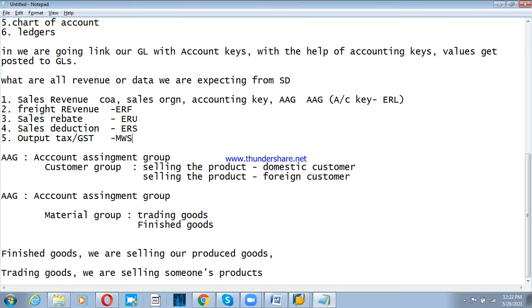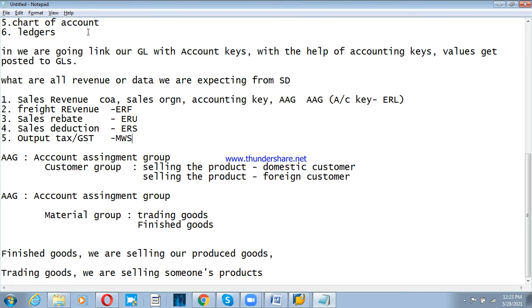Either we can use them as they are, or we can create our own accounting key. Usually in real time, SD people or SD consultants create all these things. Because here I don't have any SD support, I'm going to use the standard ones. But in real time, SD people can create their own accounting key.